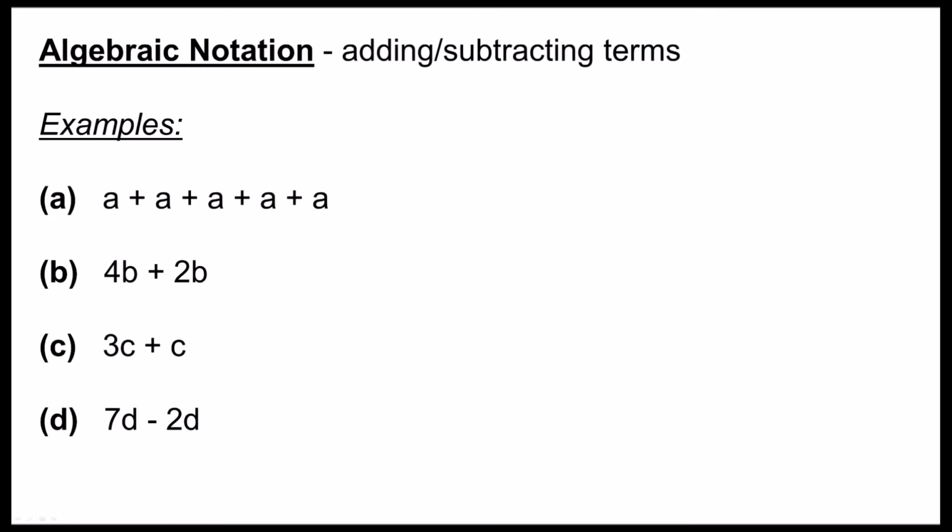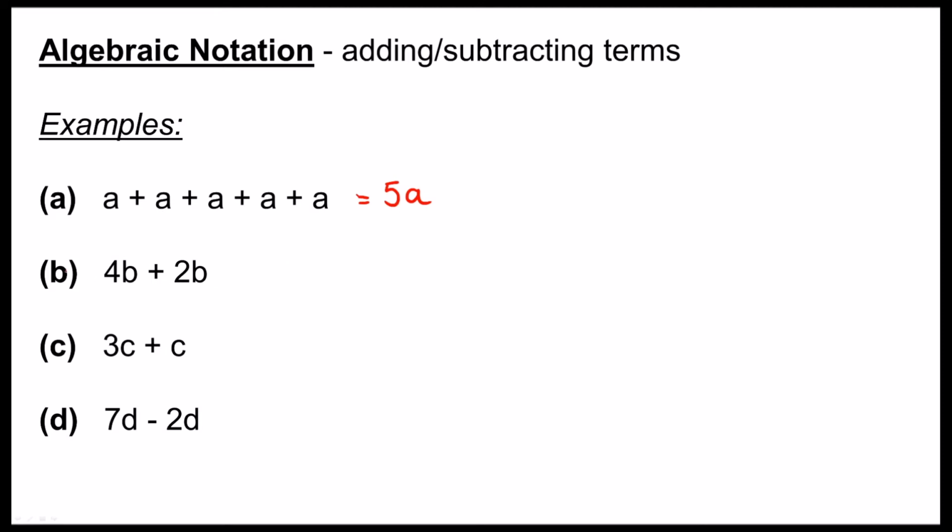The first type is when you're adding or subtracting terms together, so we want to collect them all up. In part A, it asks us to work out A plus A plus A plus A plus A. To do this, you simply write down how many A's there are in total. That's because we're adding them together. So that's 5A in total.